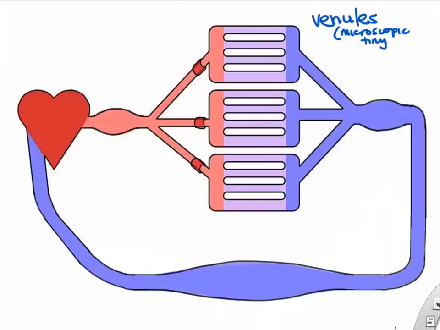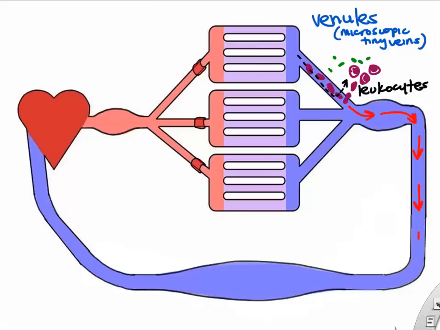Next we have the venules, and one of the things the venules are most famous for is this is where leukocytes can actually move out of the circulation into our tissues to fight things like infections. So if you had a bacterial infection, your leukocytes would migrate out of the venules and into your tissues. Then we funnel into our veins. Again, the veins are returning blood back to the heart.